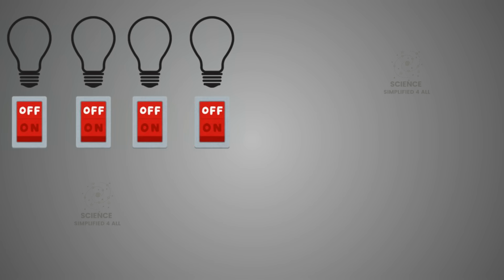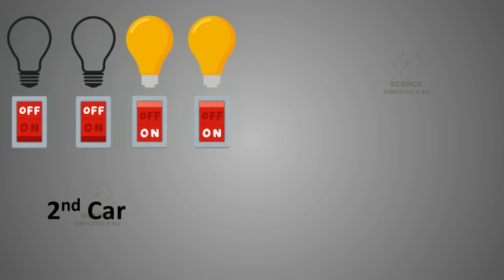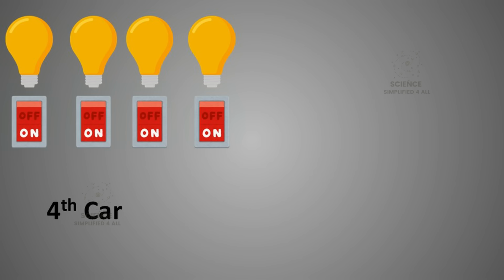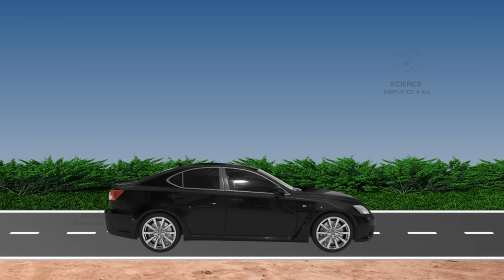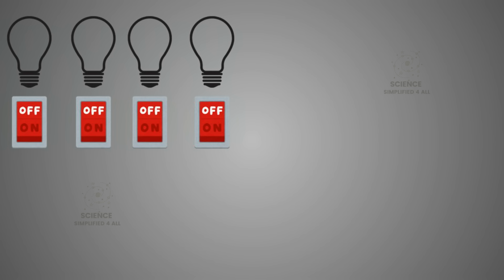You can do this in 2 ways. First method, switch on one bulb for the first car, the second bulb for the second car, and so on. This works fine, but only up to 4 cars. Once all 4 bulbs are on, you cannot record any more. If a 5th car passes, you have no way to show it. So there is a second method.